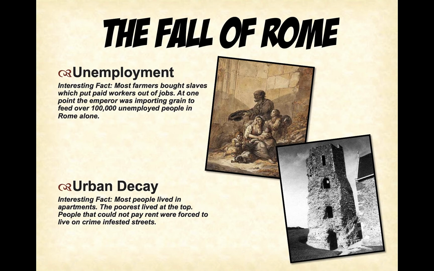Urban decay. So most people actually lived in apartments, which is kind of, you don't see that a whole lot today. I mean, people do live in apartments, but we have lots of people in houses and we have lots of people in condos or whatever else, right? But in ancient Rome, you wouldn't think it, but most of the people lived in apartments. So the poorest people actually lived at the top.